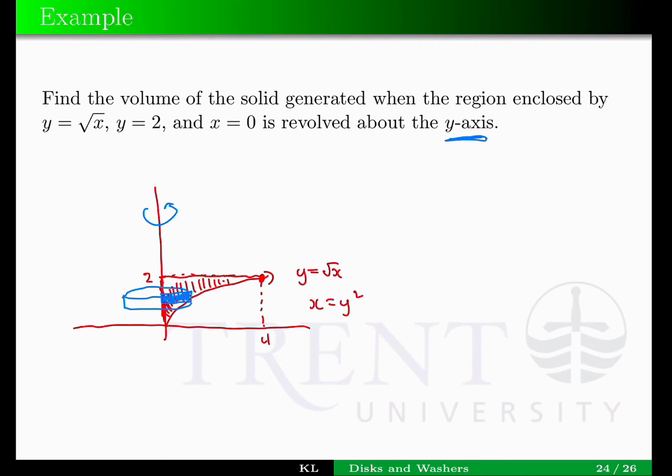So anyway, the volume will be equal to the integral from 0 to 2. Take note, in terms of y, the lowest point is 0, the highest point is 2. The radius of the disk is from this one up to your function, but the equation of the function is x equals y squared. So you will have pi times y squared, squared, dy.